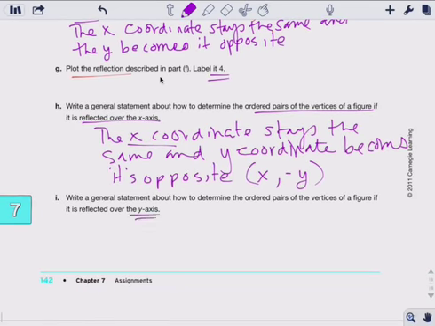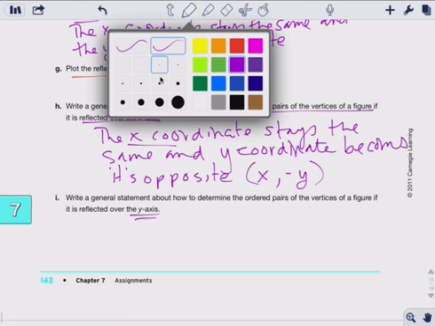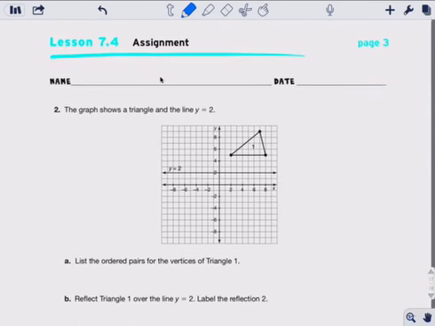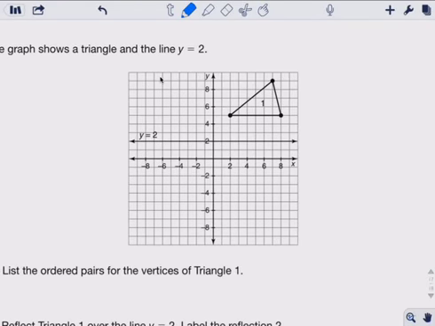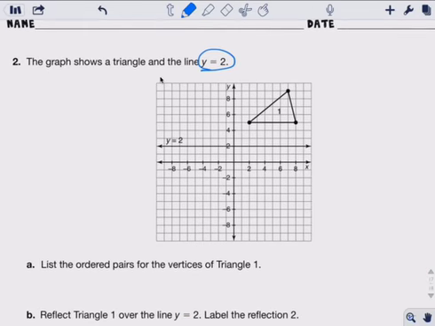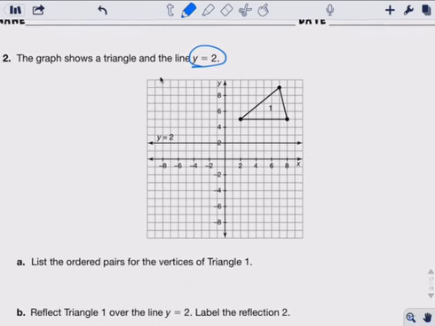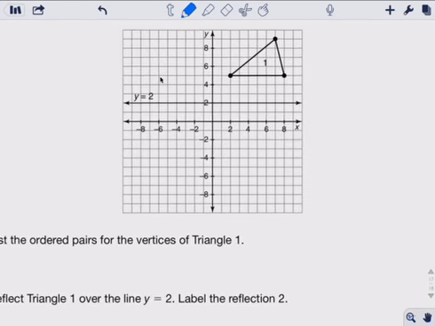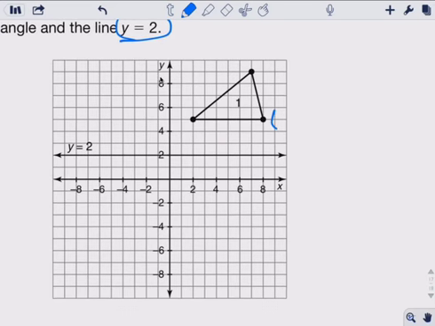Okay, well, you know this one. The y coordinate stays the same, and the x coordinate becomes its opposite. Okay, for the sake of time, you write that down. It'll take forever to graph it. Oh, y is 2. Y is 2, right there. The graph shows a triangle and the line y equals 2, right here. Okay. List the ordered pair of the vertices of triangle 1. Okay, list the ordered pair. 8, 5, 6, 9, and 2, 5.